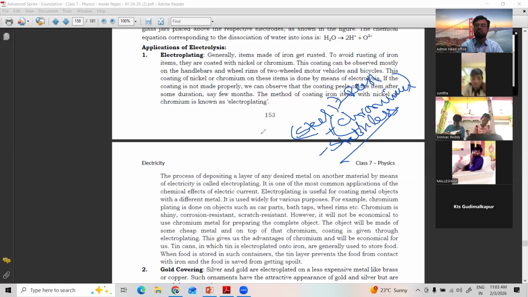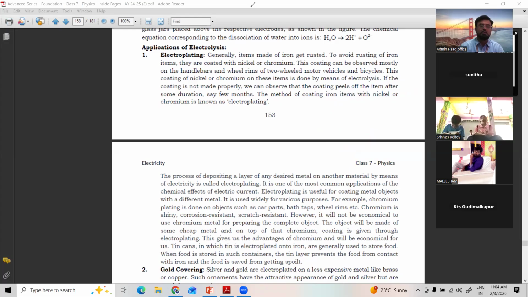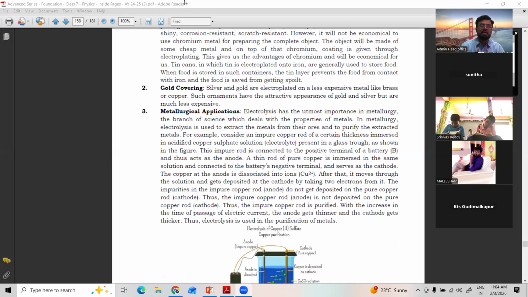Right? Any metals are there. What will we do? Paint. A gate is there, a metal gate. What will we do? We'll paint the gate. Why are you painting? To protect from rusting. That method is called electroplating. Okay.